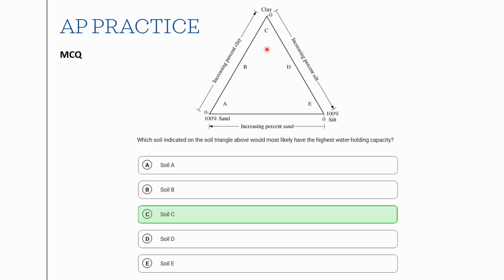Further review, which would have the least water holding capacity? Well, that would be A. That's because it's 100% sand. You'll get more familiar with this concept in the soil triangle as we go through our lab for this lesson.